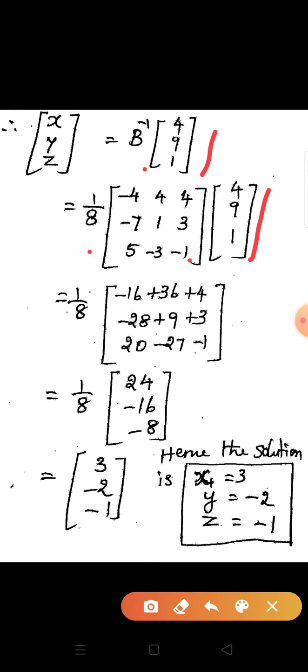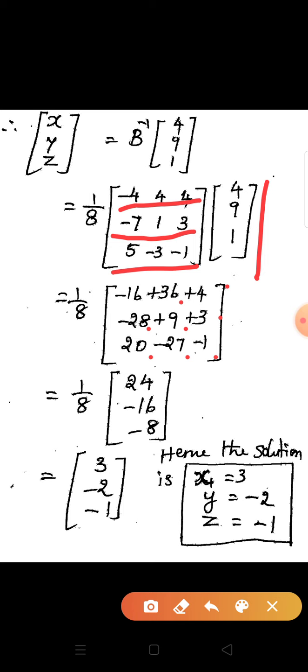Do you know how to multiply a 3 cross 3 matrix with a column matrix? Yes. We take the first row with the column matrix: 4 fours are minus 16, 4 nines are 36, 4 ones are 4. Next we take the second row with the column matrix: 4 sevens are minus 28, plus 1 into 9 is 9, 3 ones are 3. Next we take the third row: 5 fours are 20, minus 3 into 9 is minus 27, minus 1 into 1 is minus 1. So 1 by 8 into, here we simplify.